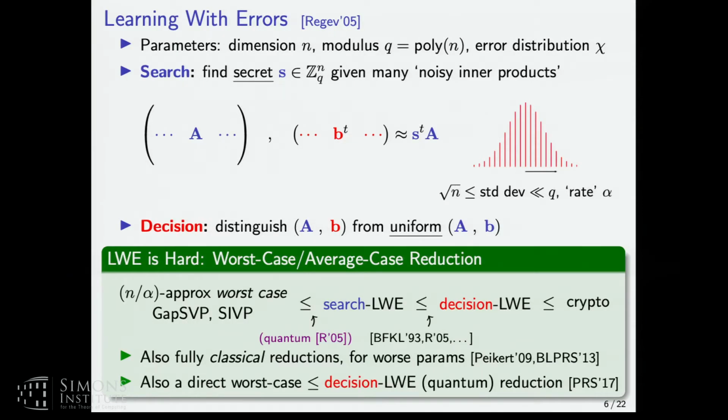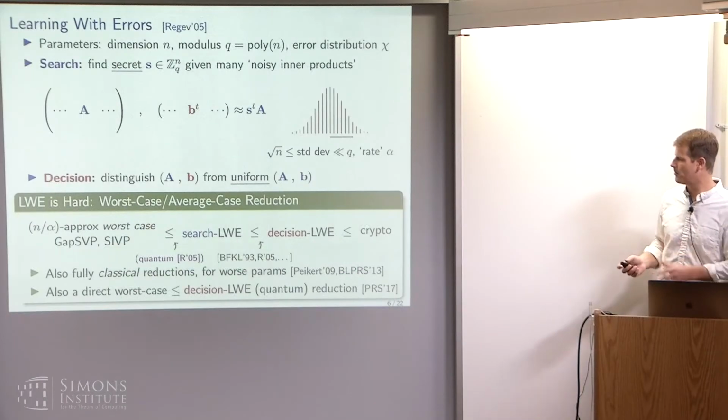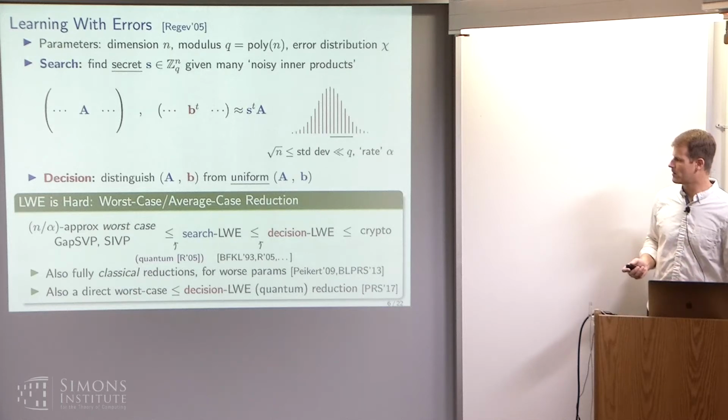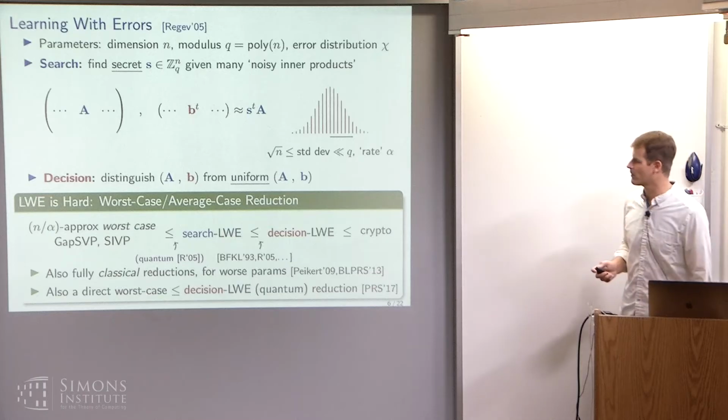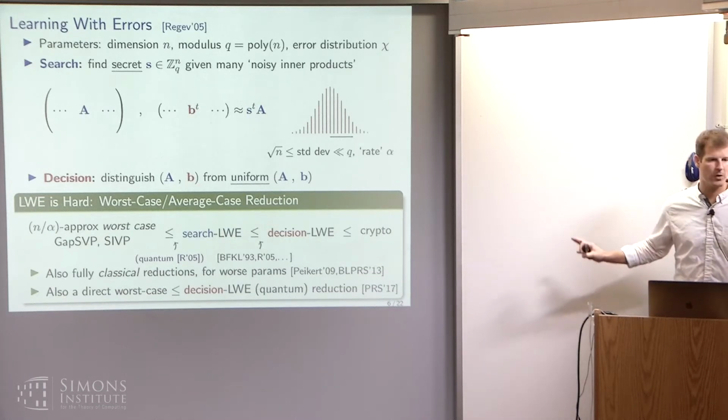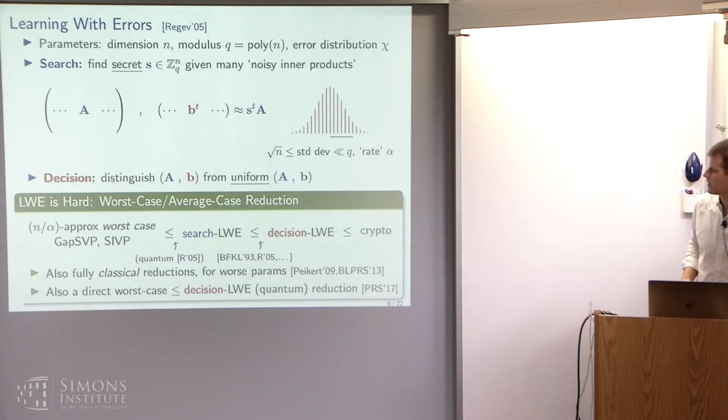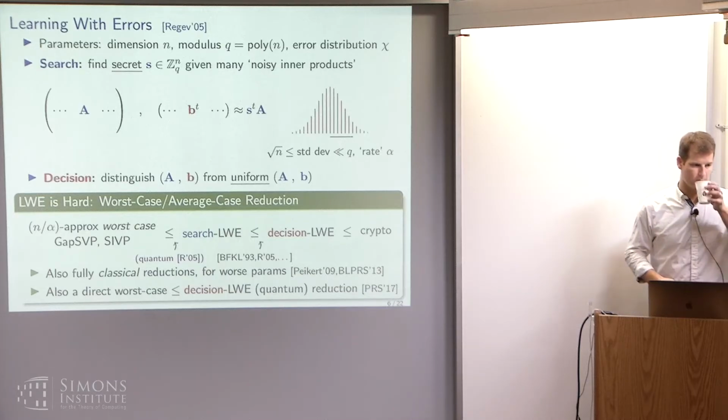And then we'll talk about this more in the next talk where it's more relevant. But there's also a direct reduction, which goes from worst case problems to decision LWE, skipping over entirely this intermediate search problem. And that's still quantum, but it's kind of interesting more in the ring setting, so we'll talk about that more later. So any questions so far about the existing landscape of reductions?